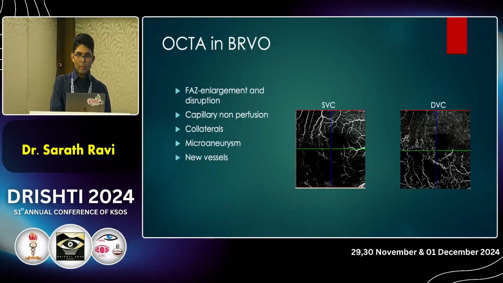In a branch retinal vein occlusion, there could be enlargement of the foveal avascular zone, areas of capillary dropout, collateral vessels, and microaneurysms, as well as detection of new vessels. Thank you.